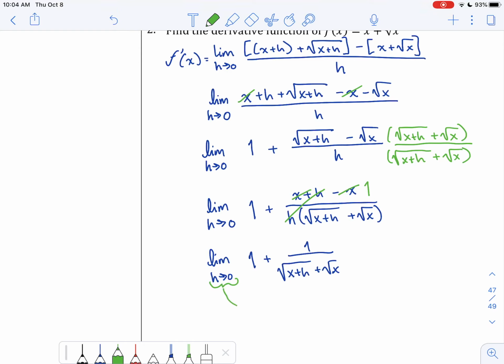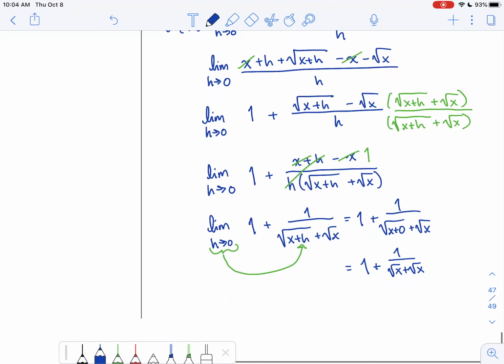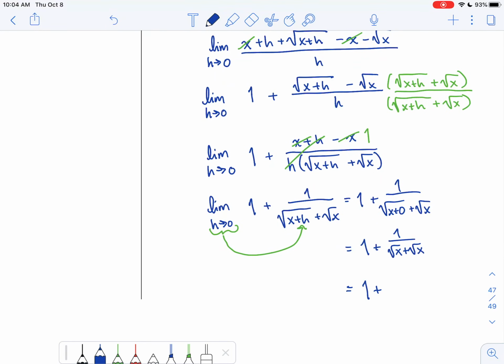Again, it's as h approaches 0, so we're only going to substitute in for there. So this becomes 1 plus 1 over root x plus 0 plus root x, which is 1 plus 1 over root x plus root x. Root x plus root x is our like term, so we can do that to root 2x. So f prime of x is equal to 1 plus 1 over 2 root x. So that's a much more challenging version, but you'll notice that we're still using those same limit skills that we've been practicing all chapter.